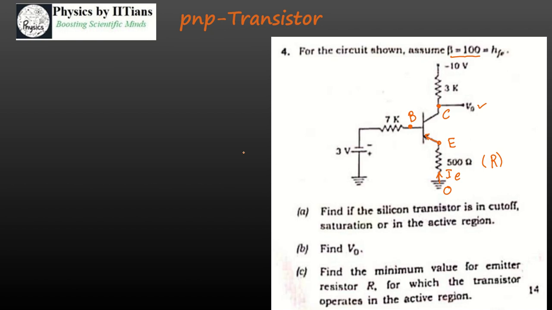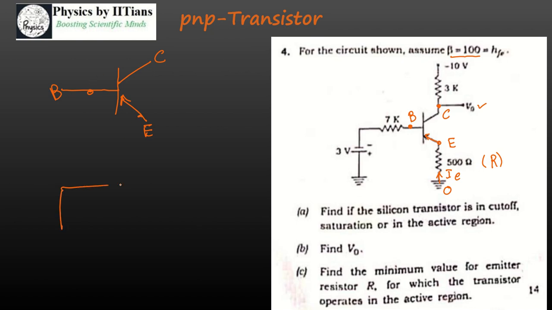We will go sequentially. Okay, let's first understand the meaning of cutoff, saturation and active region of a transistor. As we can see from the diagram, the transistor actually has two junctions. If this is the emitter junction, this is the collector junction and this is the base. So the first junction is the base emitter junction. Another is the base collector junction.